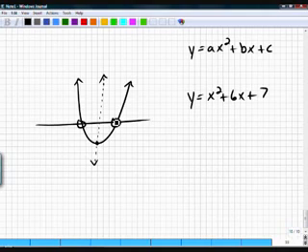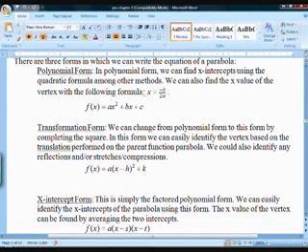And that's going to be one of the main things we're looking for. So you would do 0 equals x squared plus 6x plus 7. And once you had it in that form, it says in polynomial form we can find the x-intercepts using the quadratic formula among other methods. We know the other methods. We could factor, we could complete the square, we could do graphing.